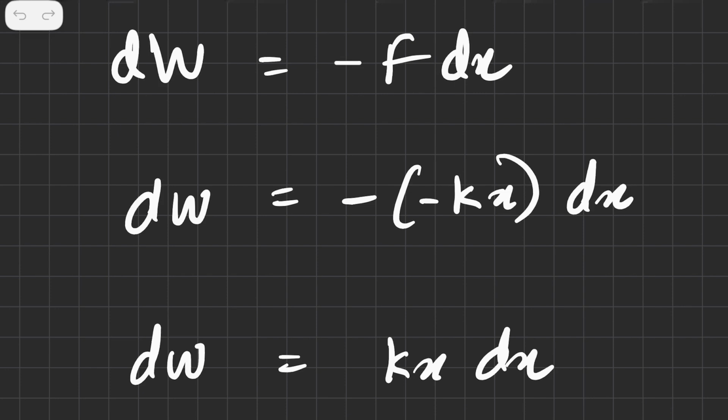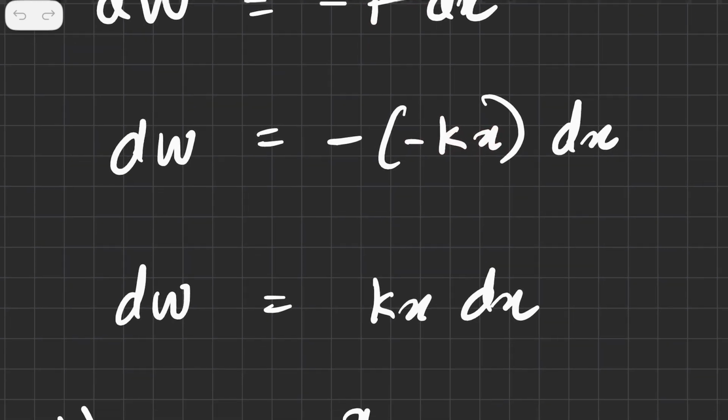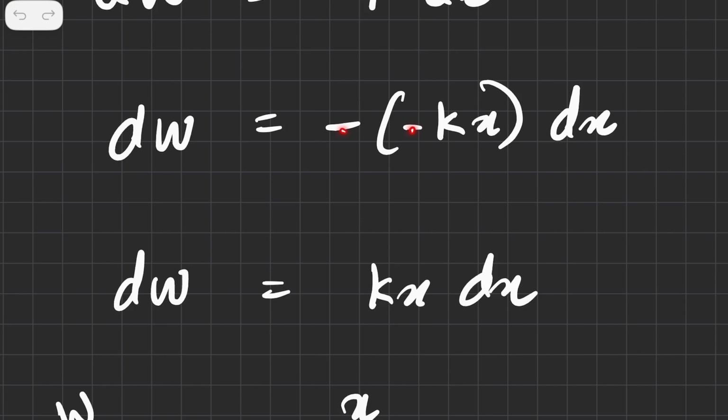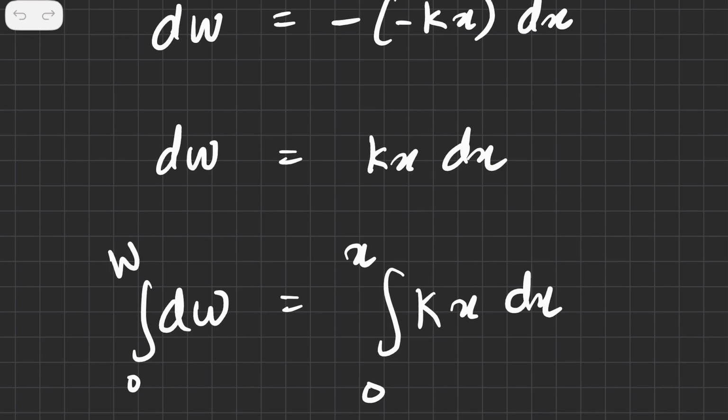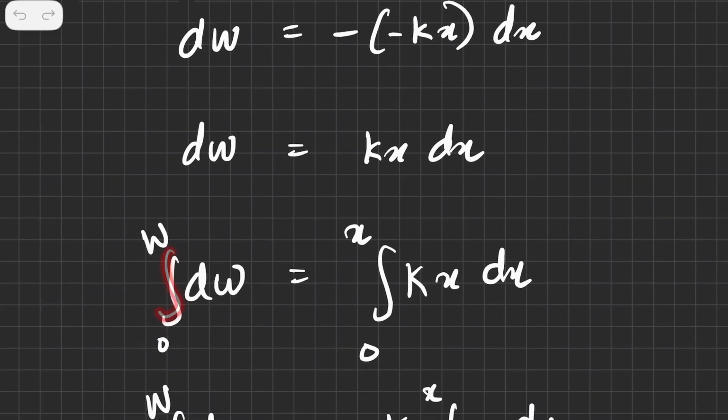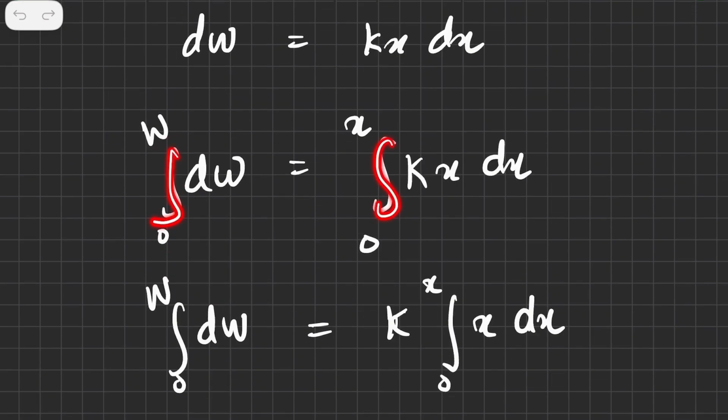Then in place of F I can write minus kx. So F changes to minus kx. Minus and minus will become plus, and this is kx dx. Now I'll try to integrate this stuff. So integration of dw and integration of kx. The limit goes from 0 to w and the limit goes from 0 to x.